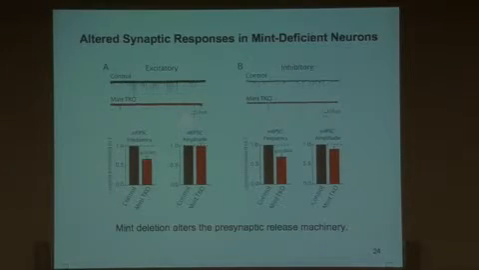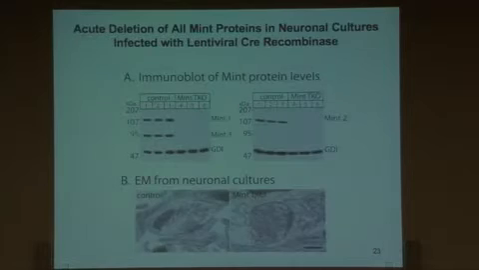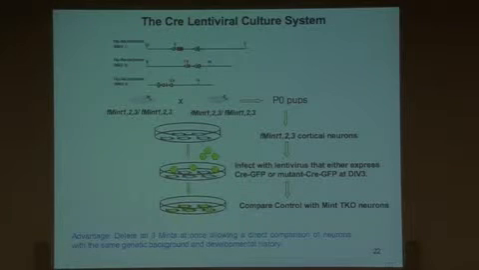I'm sorry, these are MINT triple knockout neurons. So these are the ones that were excised by infection of lentivirus. Control meaning all 3 proteins are present.